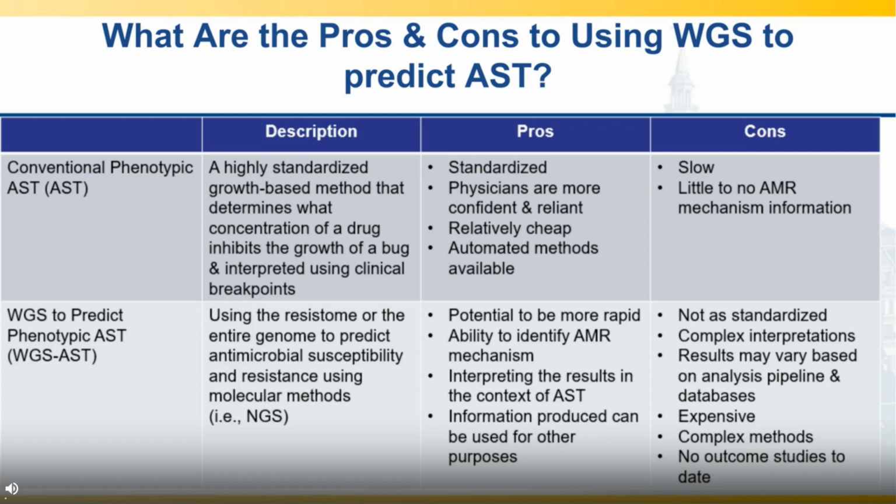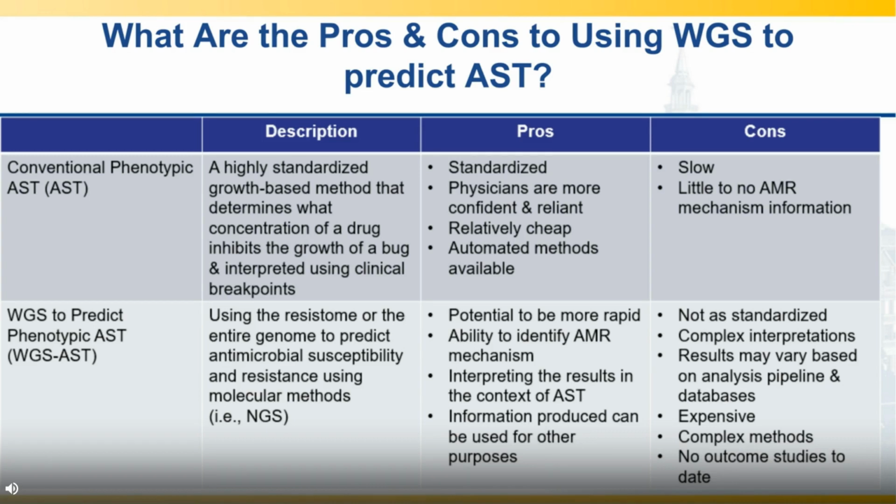Well, let's start out with our conventional phenotypic AST methods. We know this is a highly standardized growth-based method that determines what concentration of a drug inhibits the growth of a bug, and it's interpreted using clinical breakpoints that have been established for each drug-bug combination using MIC distributions, pharmacokinetic and pharmacodynamic data, as well as clinical outcomes data.